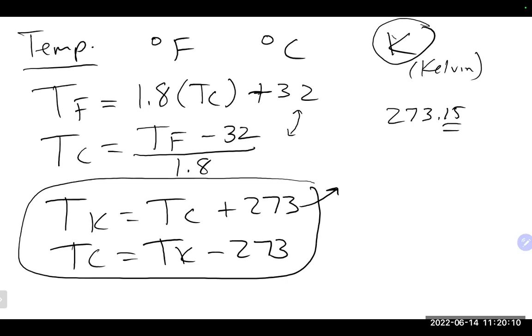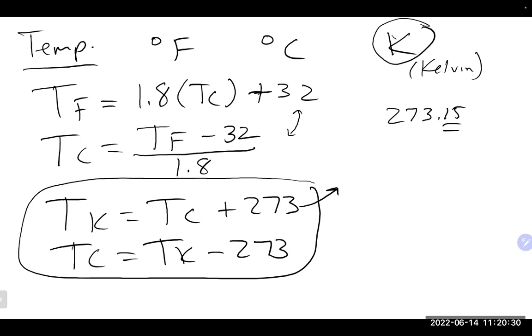Pretty much every single chemistry equation that you come across that has temperature involved, it needs to be in Kelvin. So that is definitely a must. If you happen to be in Fahrenheit to begin with, you got to take it from Fahrenheit to Celsius, Celsius to Kelvin, and vice versa, obviously, if you're going the other way.